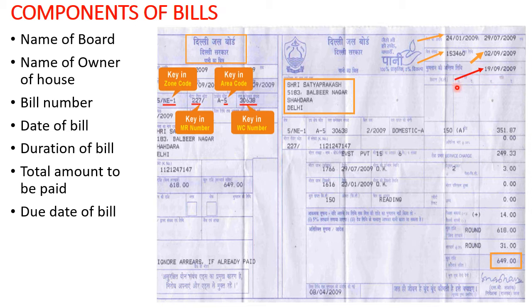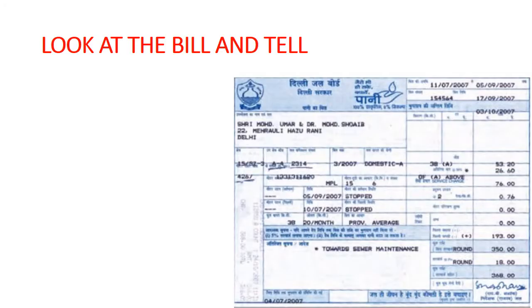Okay, so what is the due date here? It's 19/9/2009. Okay, so these are some basic and important components of bills that we all should know, and we should be able to find out if some bill is given to us. I hope all of you understood how to read a bill and what the important components are that we should know in a particular bill.